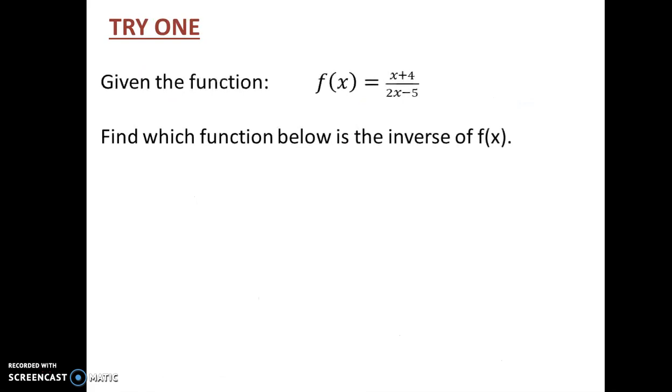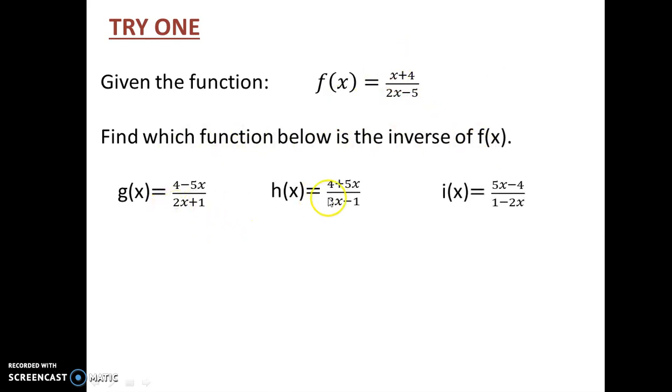And finally, another one for you to try. I'll leave you with this question. If you're given this function, find which function below is the inverse of it. So here are 3 different functions. One of these is the inverse of that. You could find it by taking this one and finding its inverse, and then you'll just find it's one of those.